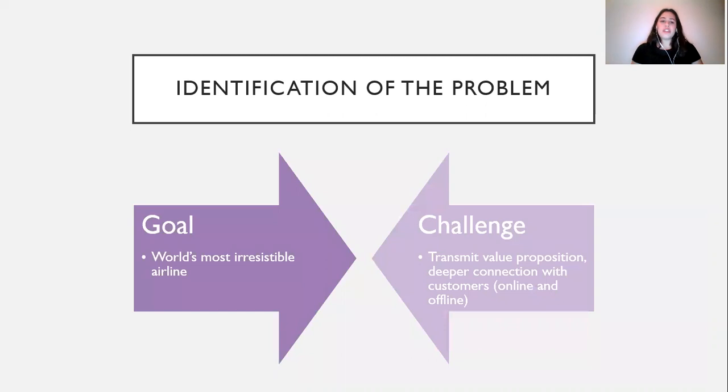So for the identification of the problem, first we have to see which goal they have. The goal mentioned in the case is that they want to be the most irresistible airline, so that the business travelers would not have doubt to choose them compared to the other ones. But the challenge is that they want to transmit the value proposition. They have to stand out from the competitors that are low cost, so they have to offer a different kind of experience and services. They want to reinforce the brand image online and offline. And they also have developed deeper connections with the customers in every type of interaction, as I mentioned before.